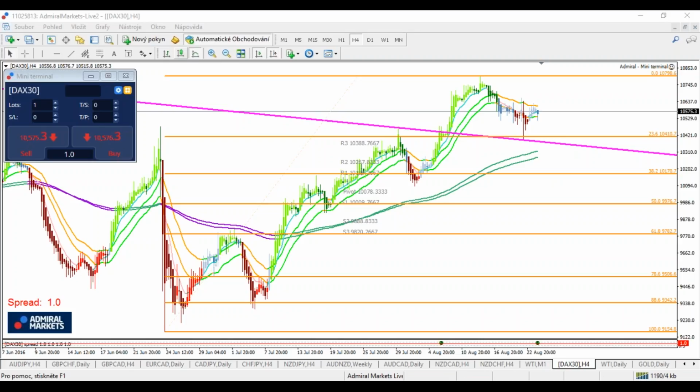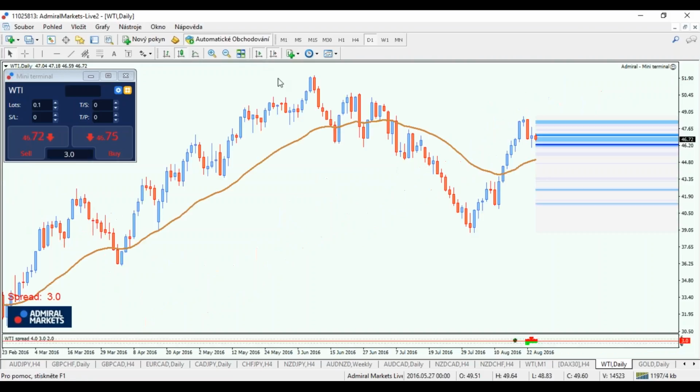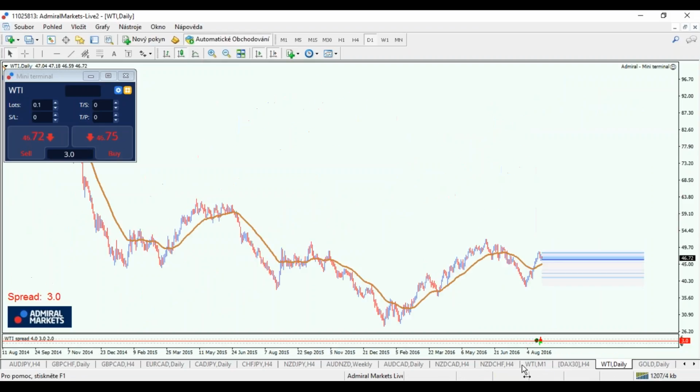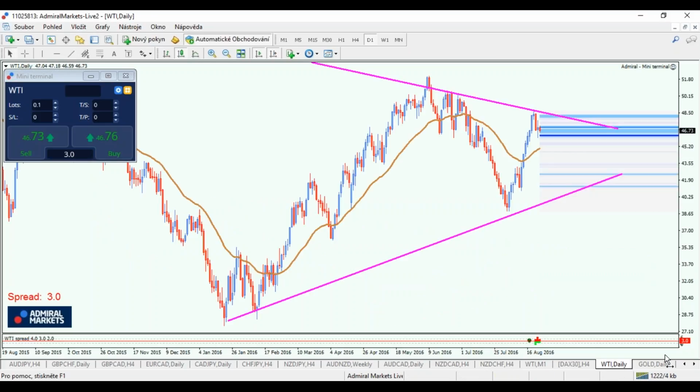So oil, let's take a look. No comment. I don't know. No, just joking. I'm not a big fan of it at the moment. I could see it make a retracement lower. I could see it make a breakout higher. So I guess I'll just put these trend lines on and see what it does. More I don't have to say on it.